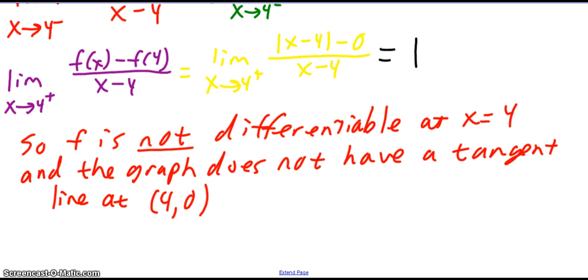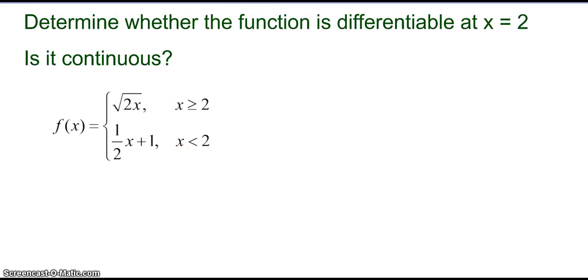So f is not differentiable at x equals 4, and the graph does not have a tangent line at (4, 0). Alright, so I want you to determine whether the function is differentiable at x equals 2, then determine if it is continuous at x equals 2. So pause the video, unpause when you're ready to check your work.